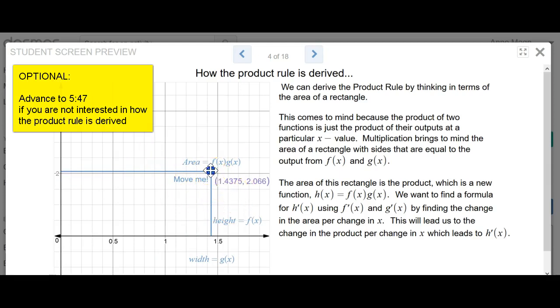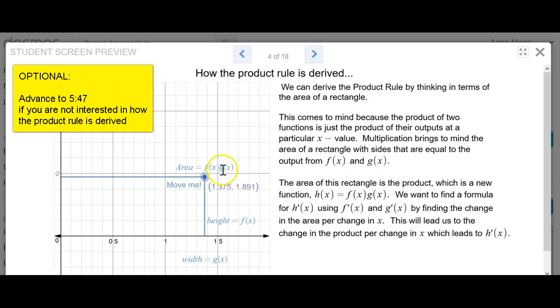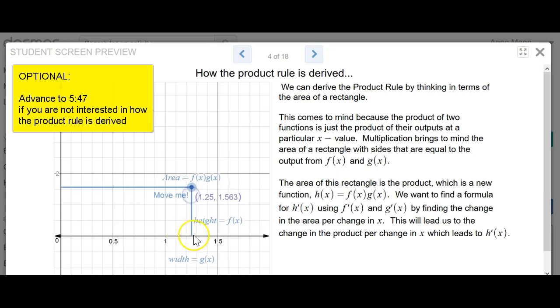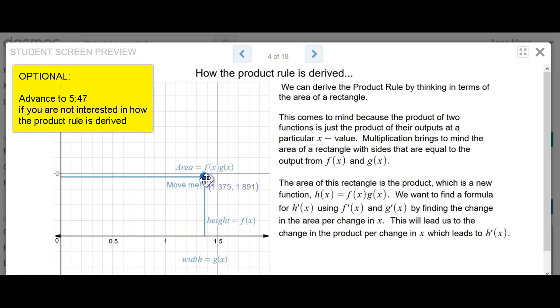If we think about a rectangle that has sides of length f of x and g of x, then their product is the area. If we can figure out how the area changes for a change in x, then we're on the road to finding the derivative of the product. Notice that for a change in x along the x-axis, the value of g of x is going to change, the value of f of x is going to change, and so the area is going to change.